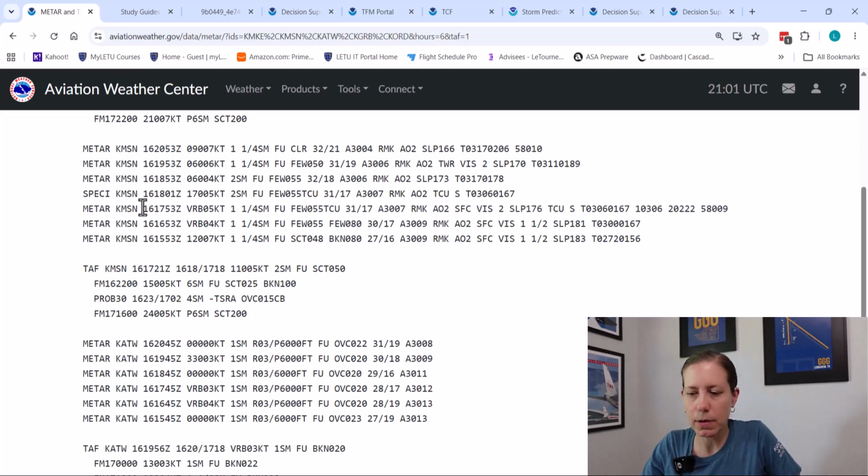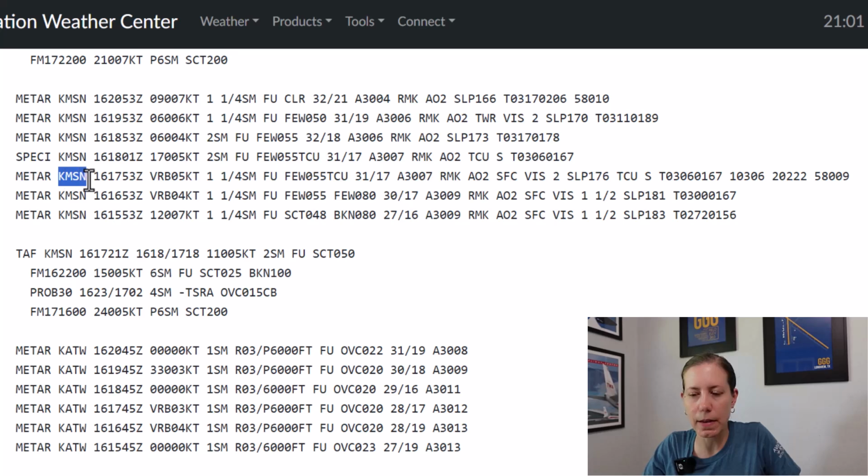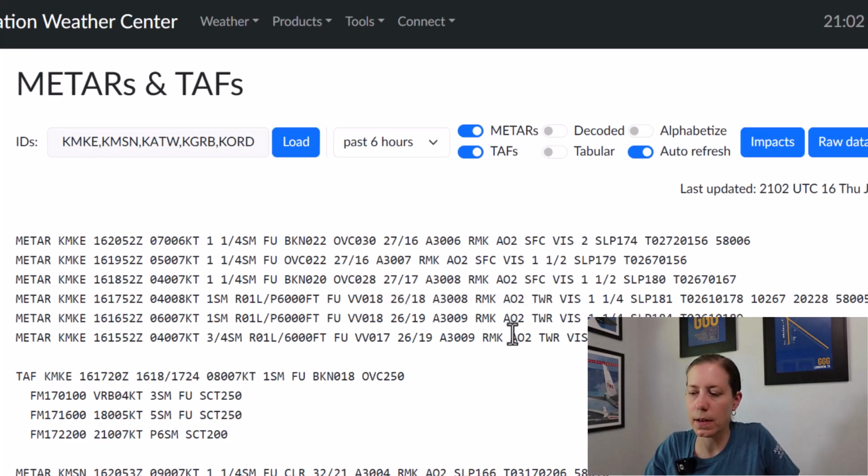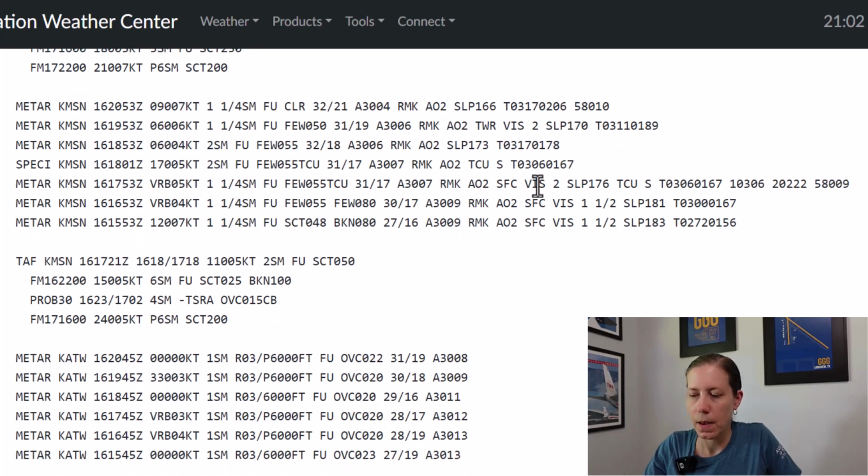If they want me to read that one, I will go ahead. So this is for Madison, Wisconsin on the 16th at 1753. The wind was variable at 5 knots, visibility 1¼ miles in smoke. Few clouds at 5,500, and they are towering cumulus. Temperature 31 Celsius, dew point 17 Celsius, altimeter 3007. Remarks: there is an automated precipitation discrimination on the system.